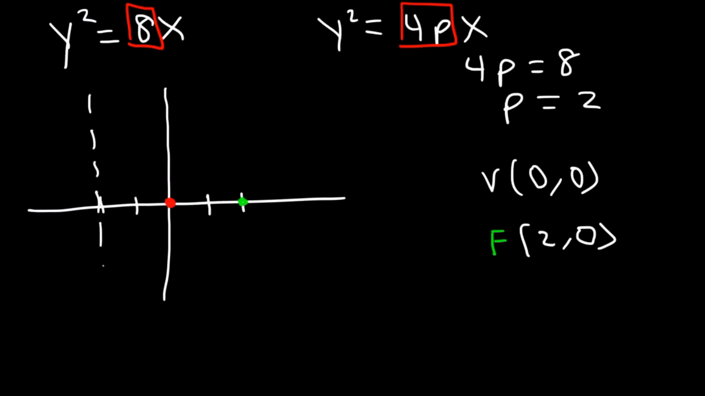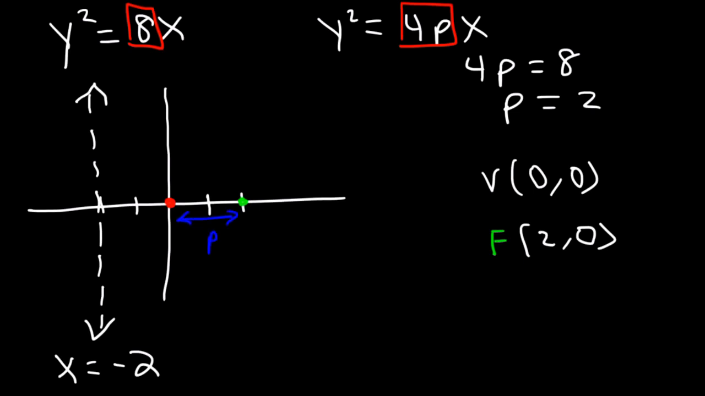We know the graph opens towards the right. It's going to open towards the focus, away from the directrix. So the directrix is x is equal to -2. It's a vertical line.